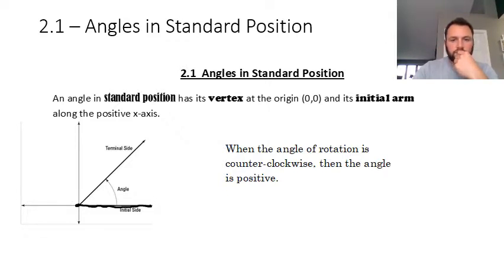When the angle of rotation is counterclockwise, then we have a positive angle. So this angle here is going counterclockwise, or the opposite direction that a clock goes. And so that would be a positive angle. If we had an angle going the other way, say this way, that would be clockwise, so that would be a negative angle.